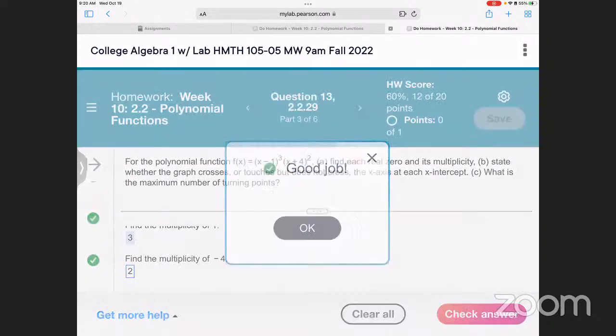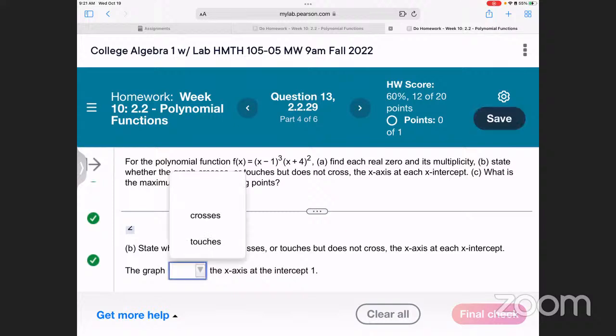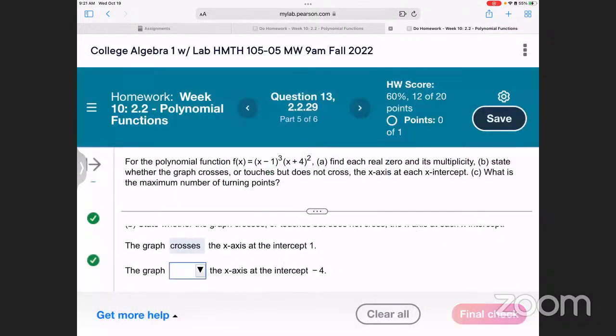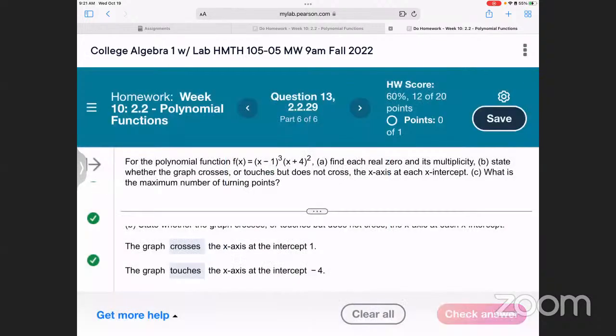Okay. So then again, what the multiplicity tells us is how the graph behaves at the x-intercepts. So when x is 1, because the multiplicity is odd, that means it's going to cross the x-axis. Okay. And then when x is -4, because the multiplicity is even, it's going to bounce or touch.